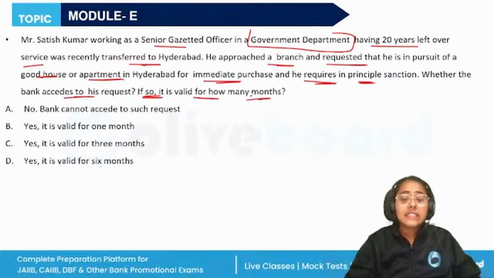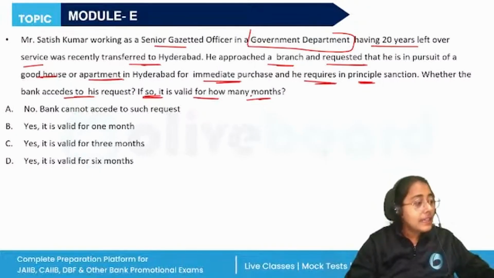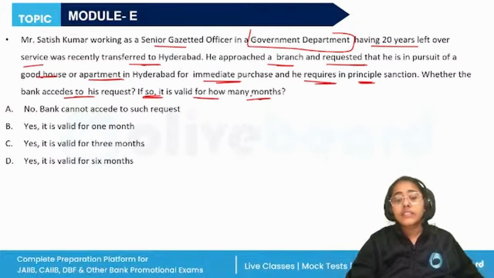So we can see that they are a senior gazetted officer, so they'll have a regular salary, and they still have 20 years left for this service.